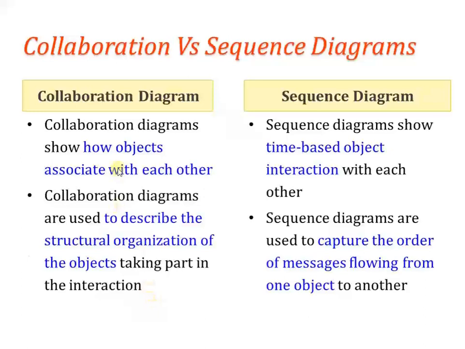This slide focuses on the difference between a collaboration diagram and a sequence diagram. As we have already mentioned, a collaboration diagram shows the structural organization of objects. That is, it says how two objects associate with each other. But a sequence diagram is used to show what messages are passed between two objects in a time-based manner. It is used to capture the order of messages which flow from one object to another object.